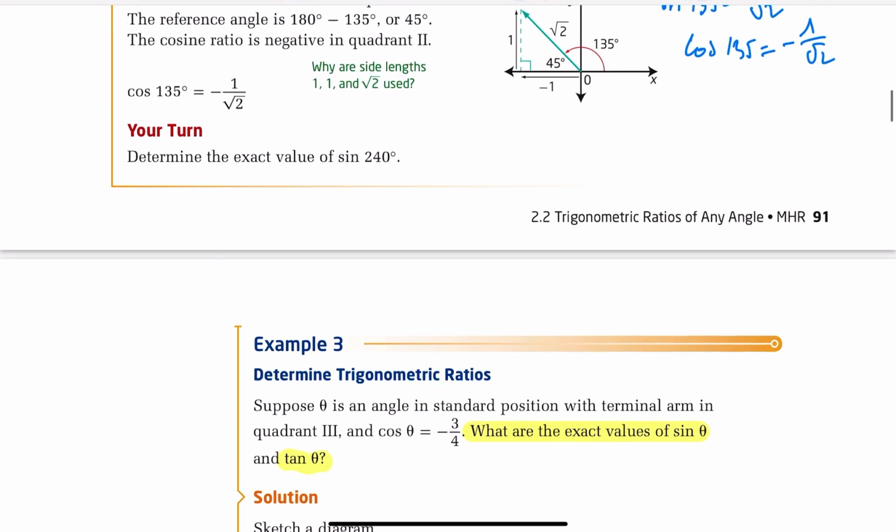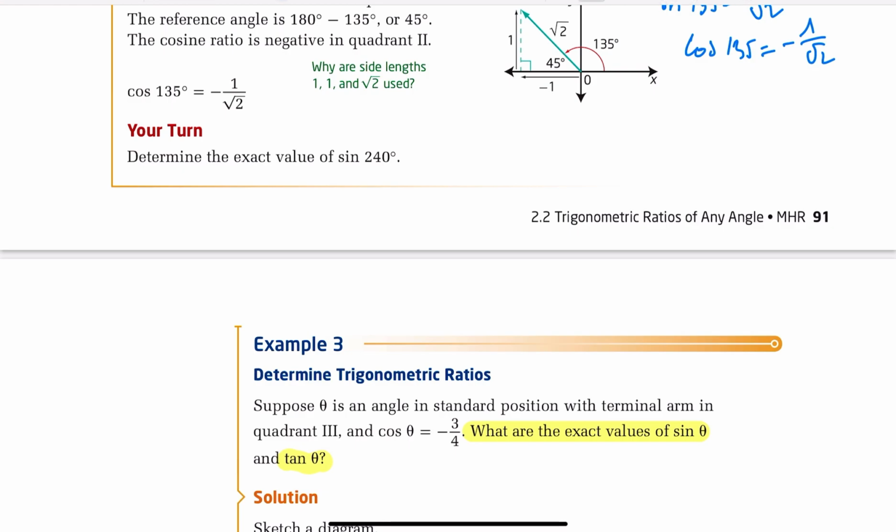So suppose that theta is one angle in standard position with terminal arm in quadrant 3. This is very important information. Quadrant 3, you all know it's this one. So my angle will be in this area. So what are the exact values of sine and tan of theta? Let us draw a very nice diagram to see that.